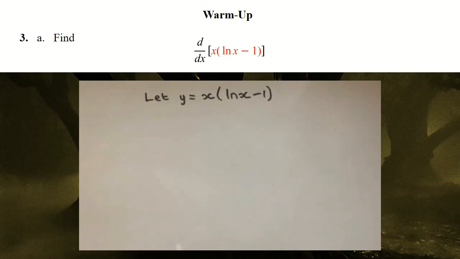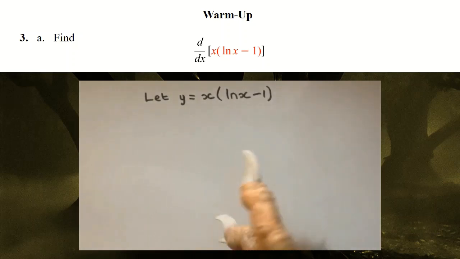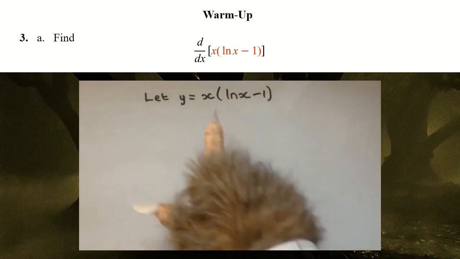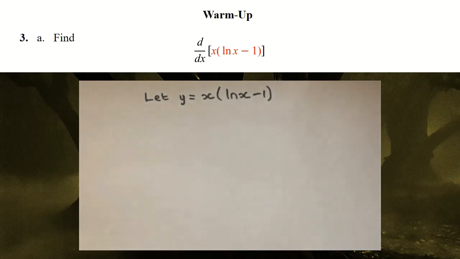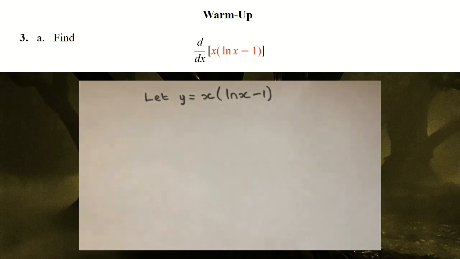Alright, so what I've done first is I've said let y equal x multiplied by log x subtract 1. Now it's up to you here. You could actually multiply this out if you wanted to. I'm not going to do that. I'm going to use the product rule directly without multiplying it out first. So we can see here we have the product of two functions. We have x and log x subtract 1.